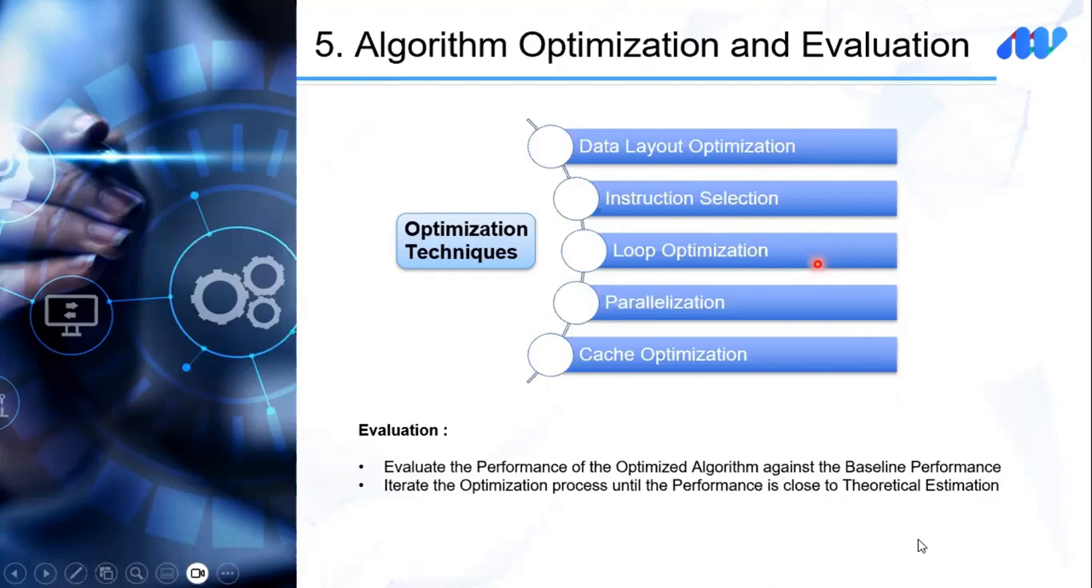in many algorithms, and optimizing them can lead to significant performance gains. Techniques such as loop unrolling, loop fusion, and loop tiling can be used to minimize the loop overhead and maximize the cache utilization. And the next technique is parallelization.